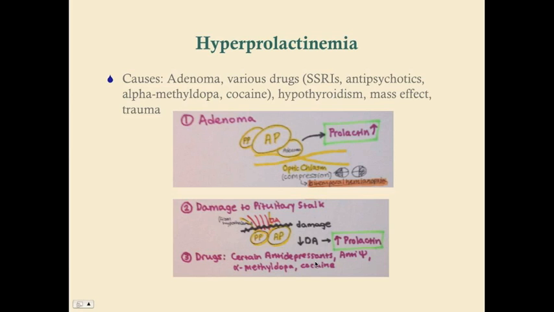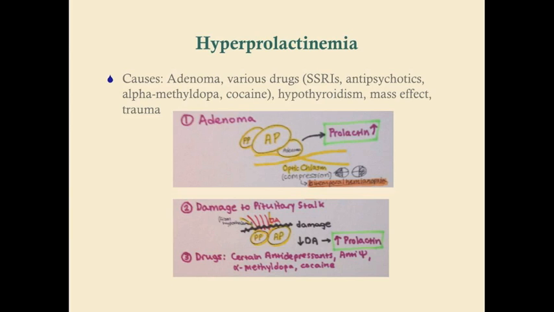And in drugs, antidepressants increase the amount of serotonin, and anything that increases the amount of serotonin can increase prolactin. And the reason for that is because serotonin is a prolactin releasing factor.